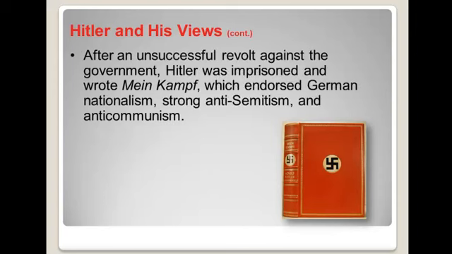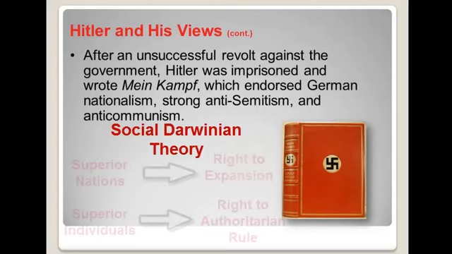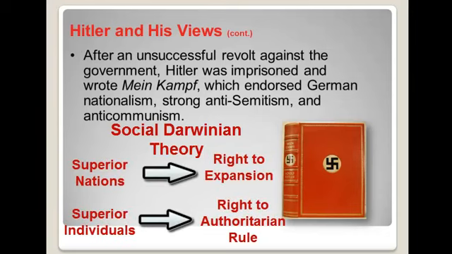Now, after an unsuccessful revolt against the government, Hitler was thrown in prison, and there he wrote Mein Kampf, which endorsed German nationalism, strong anti-Semitism, and anti-communism. In a way, this was the blueprint for the future Nazi ideologies. Now, he linked these ideas together with his interpretation of the social Darwinian struggle, where, in his mind, superior nations were given the right to expand their territory.